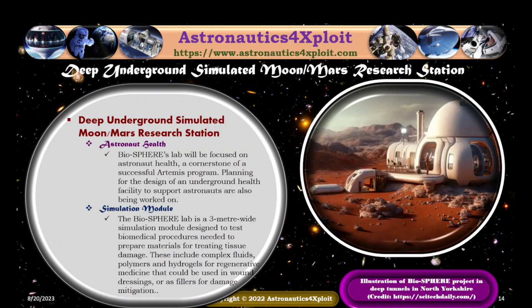Biosphere's lab will be focused on astronaut Earth, a cornerstone of the successful Artemis program, and planning for the design of an underground Earth facility to support astronauts is also being worked on. The Biosphere Lab is a 3-meter wide simulation module designed to test biomedical procedures needed to prepare materials for threatened tissue damage. These include complex fluids, polymers, and hydrogels for regenerative medicine, which could be used in wound dressings or as fillers for damage mitigation. An illustration of the Biosphere project in deep tunnels in North Yorkshire is shown in this picture.